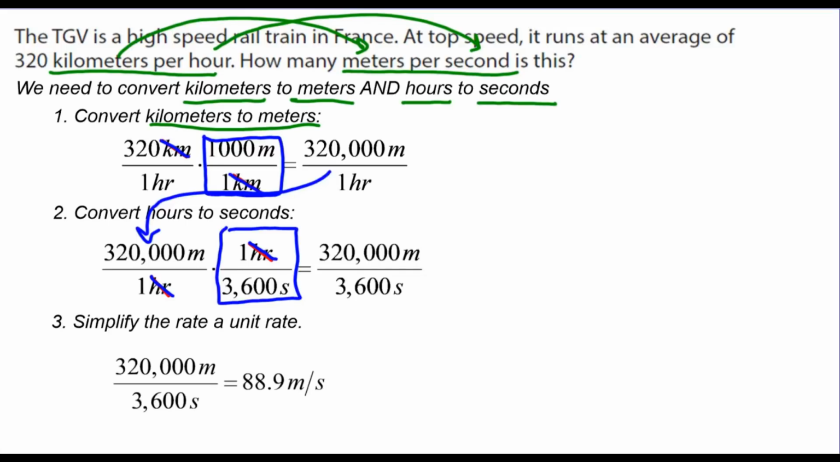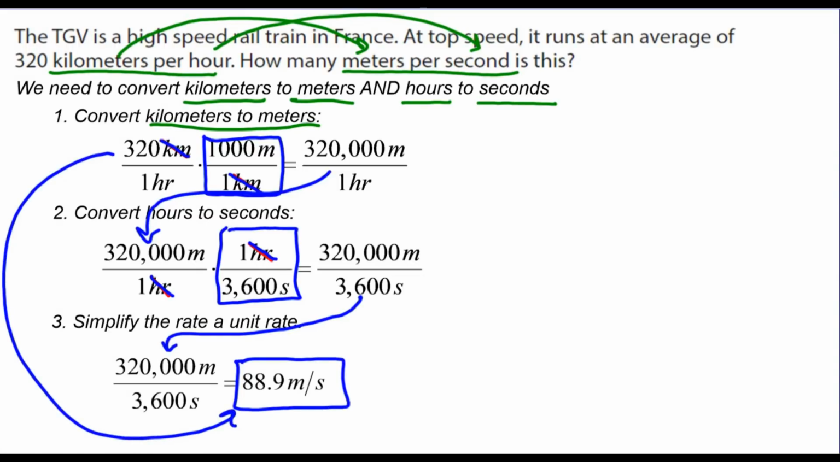And that is not a unit rate. So again, in that last step, I'm going to simplify that to a unit rate, top divided by bottom. 320,000 divided by 3,600 gives me 88.9 meters per second. So we have converted our 320 kilometers per hour to meters per second, 88.9 meters per second.